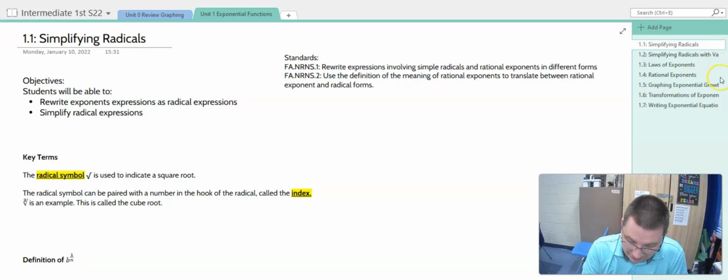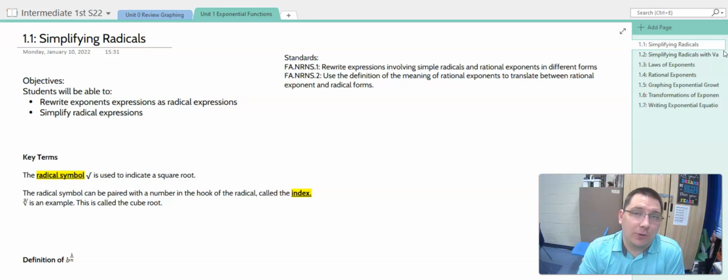As you look along the right side here, you'll see the unit outline as we go through. We're going to start with simplifying radicals in 1.1, and then in 1.2 we'll look at how to deal with that with variables. In 1.3 we'll talk about the law of exponents, and 1.4 rational exponents. In 1.5 we'll talk about graphing exponential growth and decay, and in 1.6 we'll talk about transformations of exponential functions, and finally in 1.7 we'll talk about writing exponential equations. So that's what we're looking at for this unit. But today we're going to look at 1.1 on simplifying radicals.